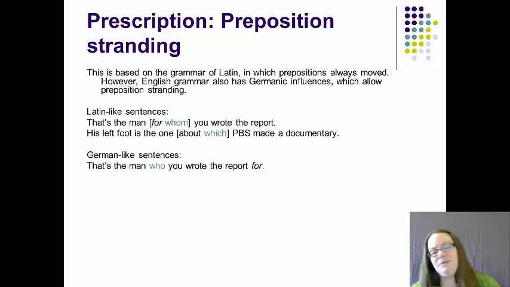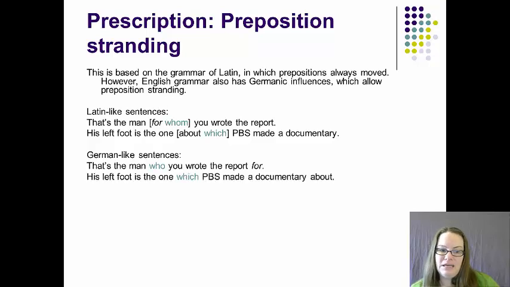German-like sentences would be something like, "That's the man who you wrote the report for," which for most of us sounds much more pleasing to our mental grammar than the above Latin-like sentences. "His left foot is the one which PBS made a documentary about." Okay, again, so we've got the words for and about, which our prescriptive rules say that we shouldn't leave there at the end.